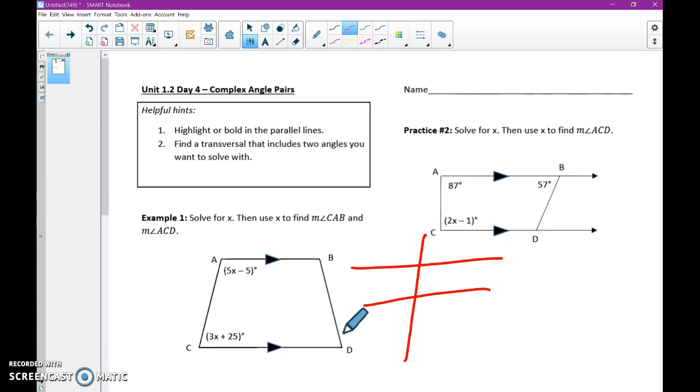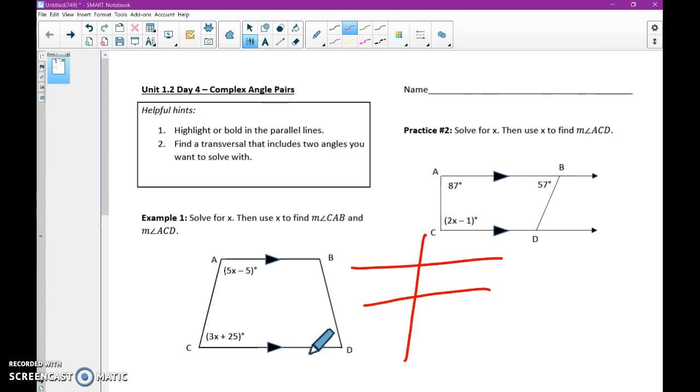Probably not. But we can apply it to shapes like trapezoids, parallelograms, rectangles, basically any shape that's got parallel lines in it. So we're going to show you how to take what you've been learning and actually apply it to something you may be able to use outside the classroom. So we started with something basic, now we're going into actual shapes.